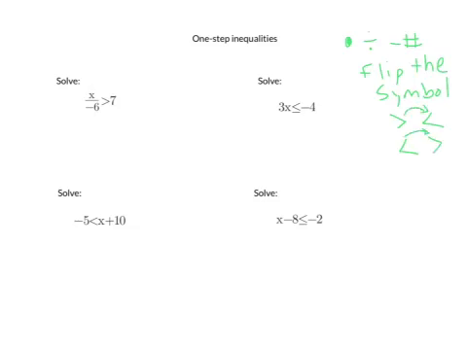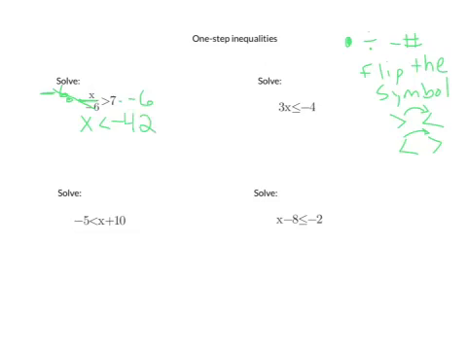So let's take a look at the first problem. X divided by -6 is greater than 7. So the opposite of division is multiplication by a -6. Whatever you do on the left, you do on the right. So these cancel. And since we are multiplying by a negative, this symbol switches. So now we just have x, and 7 times -6 is -42.